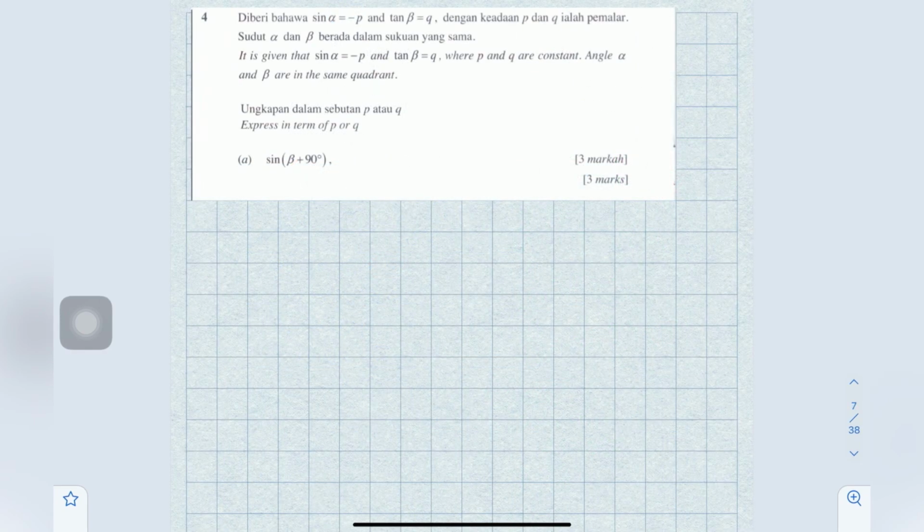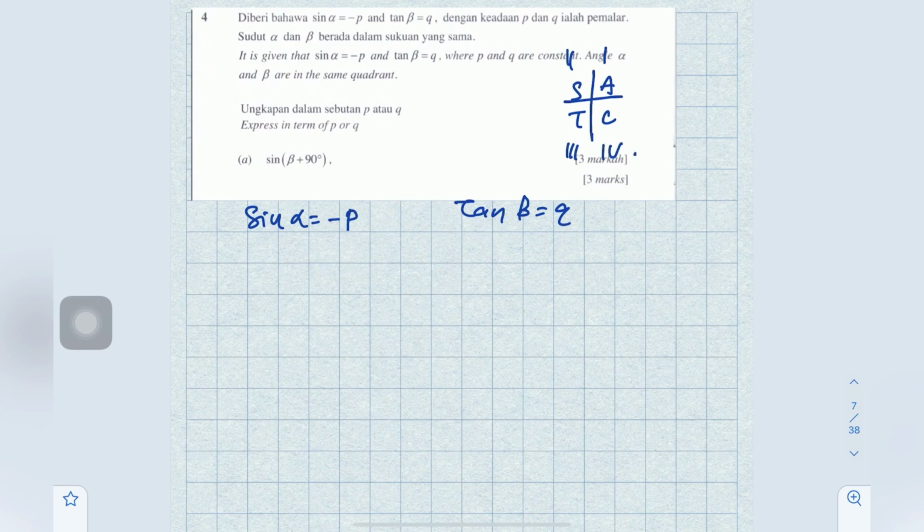Number 4, it is given that sine alpha equals negative P and tangent beta equals Q, where P and Q are constants. Angles alpha and beta are in the same quadrant. Okay, so here we have sine alpha equals negative P and tangent beta equals Q, same quadrant. So we need this info, ASTC: All, Sine, Tangent, Cosine. Quadrant 1, quadrant 2, quadrant 3 and quadrant 4. Sine is negative in quadrant 3 and quadrant 4. Tangent is positive in quadrant 1 and quadrant 3. Okay, it says same quadrant so that means quadrant 3.